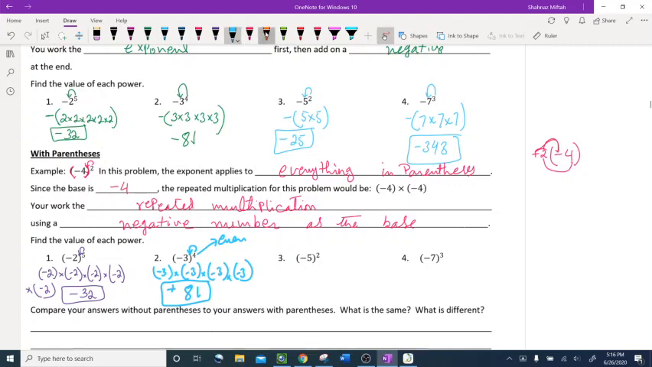Okay, let's try this. 2 applies on the parentheses. So negative 5 times negative 5. It's even, 2 is even. So my answer is positive. And I know that negative times negative is positive. That one was kind of quick and easy.